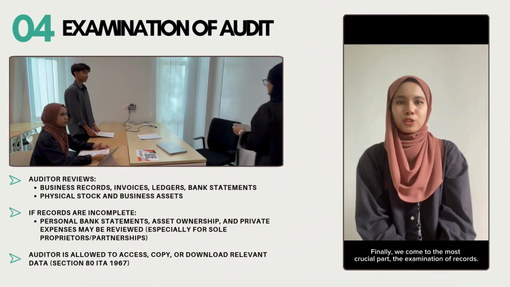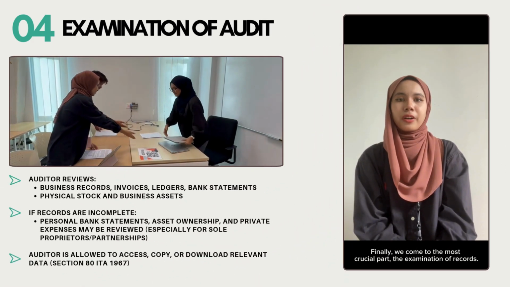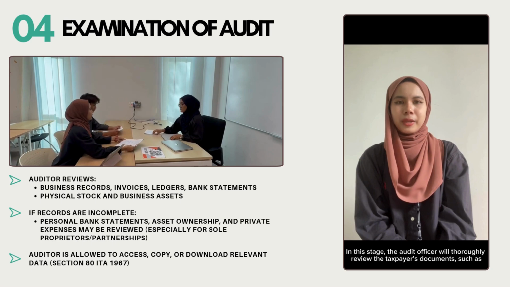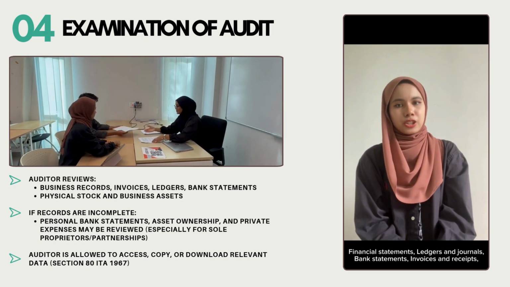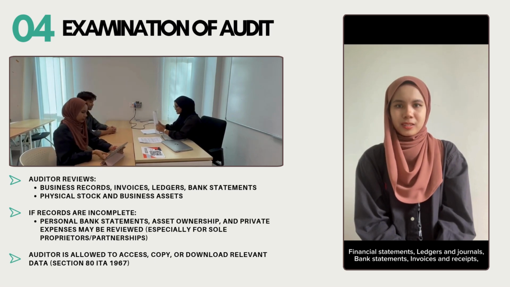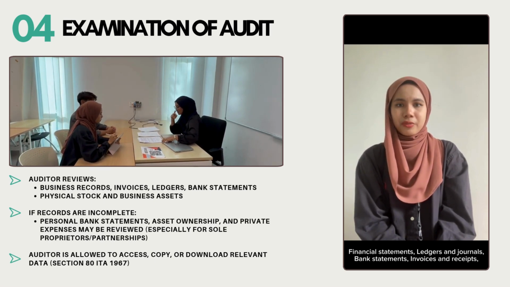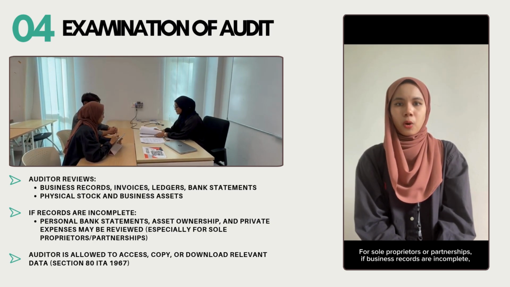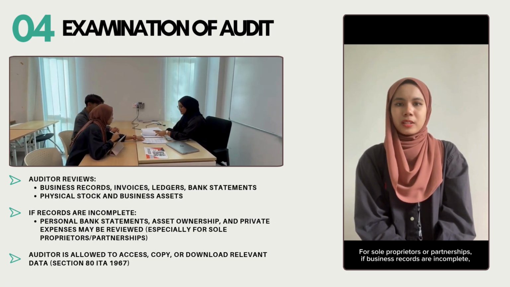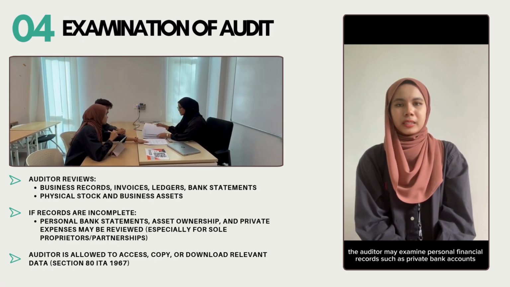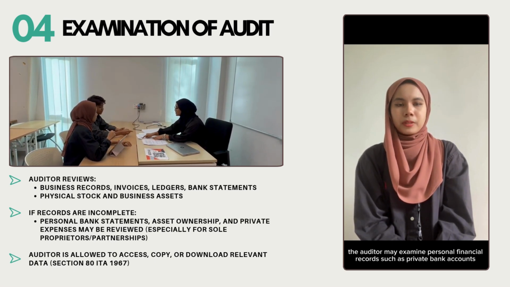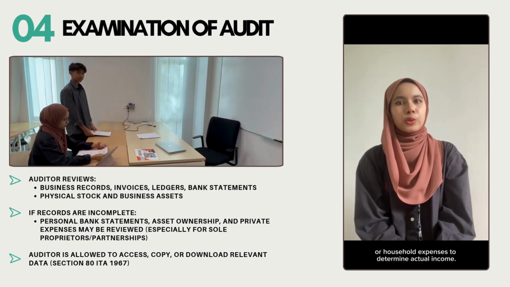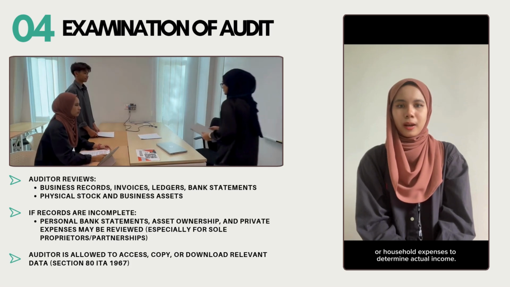Finally, we come to the most crucial part, the examination of record. In this stage, the audit officer will thoroughly review the taxpayer's documents such as financial statements, ledgers and journals, bank statements, invoices and receipts, and stock or asset records. For sole proprietorships or partnerships, if business records are incomplete, the auditor may examine personal financial records such as private bank accounts or household expenses to determine actual income.